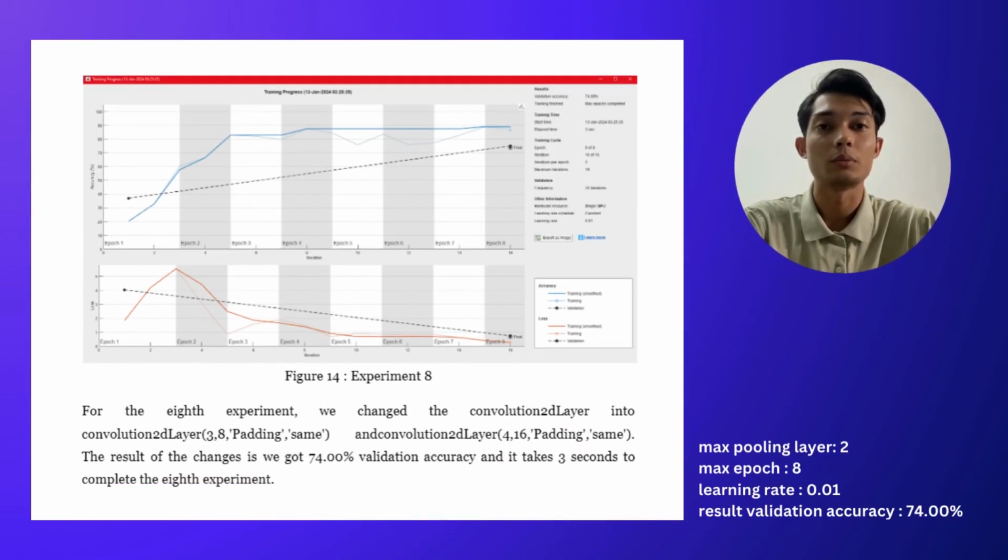For the eighth experiment, we changed the convolution 2D layer with the size of 3 and 4, and the number of filters is 8 and 16. And the result of the changes is we got 74% validation accuracy, and it takes 3 seconds to complete the 8th experiment.